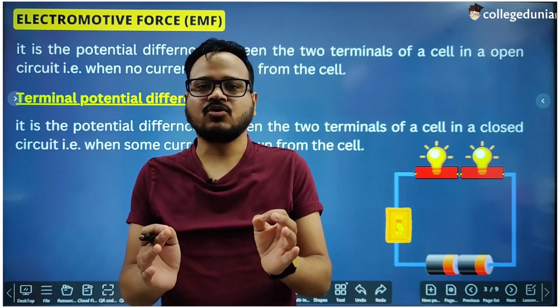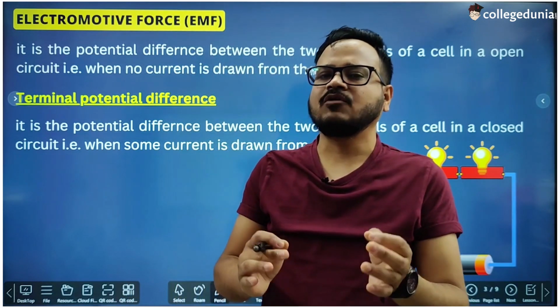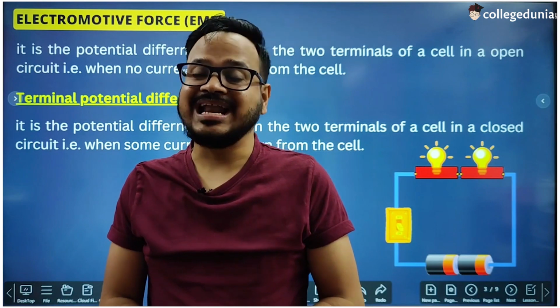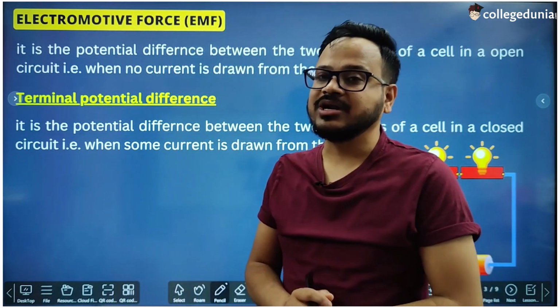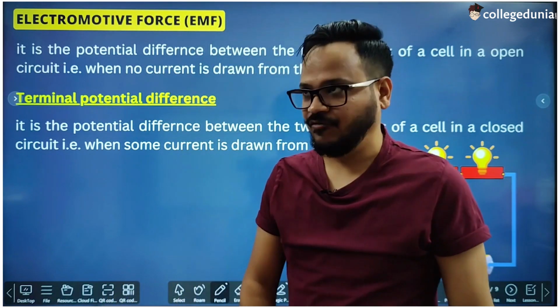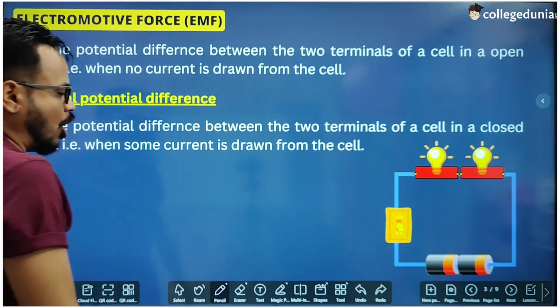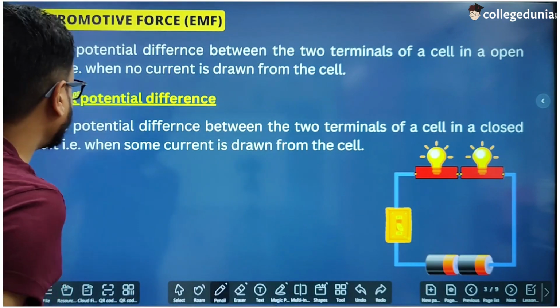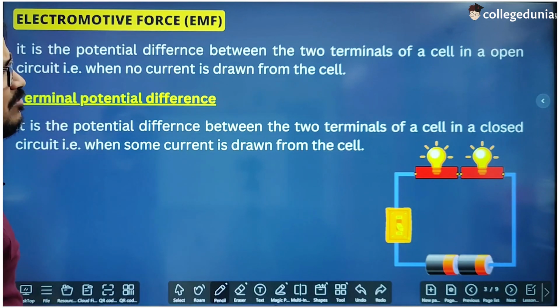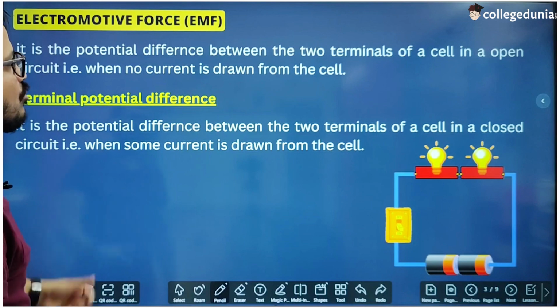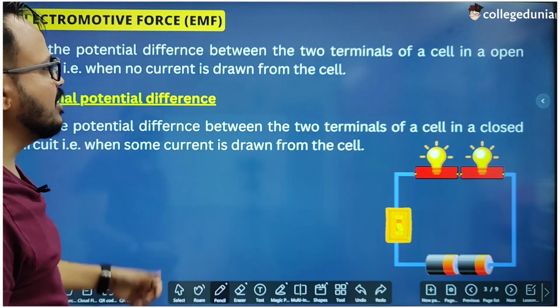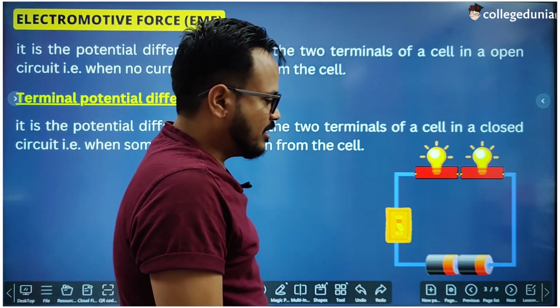Students, in this video we are going to study the meaning and formula of a very important term which is called electromotive force, and in short it is called EMF, right? So what is EMF or electromotive force of a cell? It is the potential difference between the two terminals of a cell in an open circuit, that is, when no current is drawn from the cell.